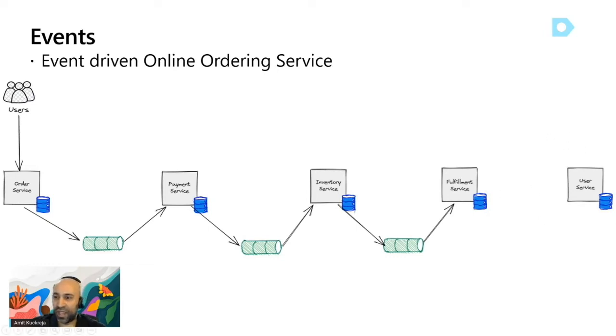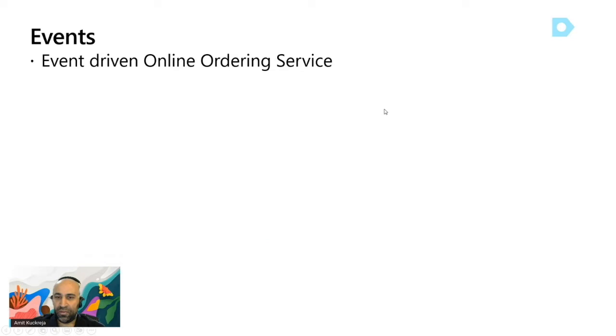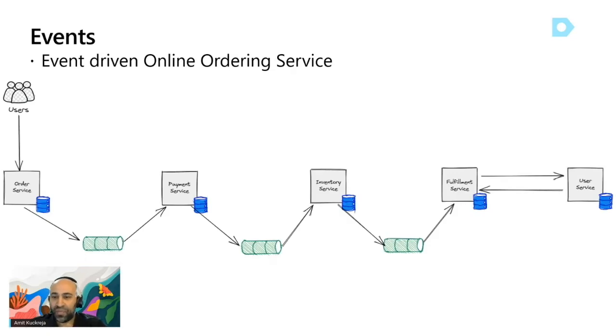Now, I've got the user service hanging off to the side here. For example, the fulfillment service will need to know the user's address, the address to send the product to. The natural way to do this would be, when the fulfillment service is performing its business logic, it makes a synchronous call to the user service to say, what's the address for this user to send out the product? And as you can see, this would be a mixing of synchronous and asynchronous communications. And this would work, and in most cases this would work.